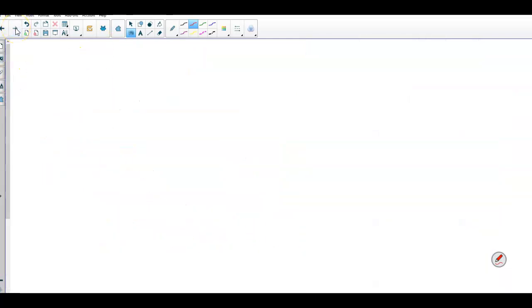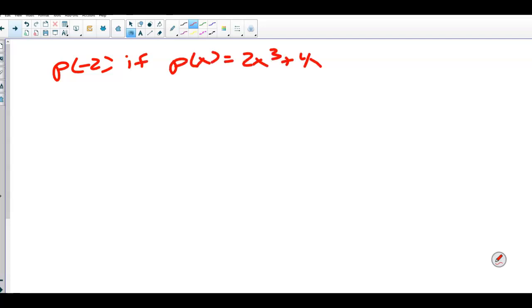All right, function operations. We have p of -2. We don't need an equal sign there, sorry. If p of x equals 2x cubed plus 4x squared plus x minus 6, wherever you see x, you're plugging -2 in.